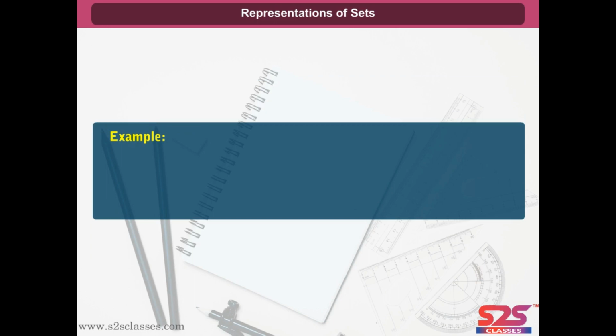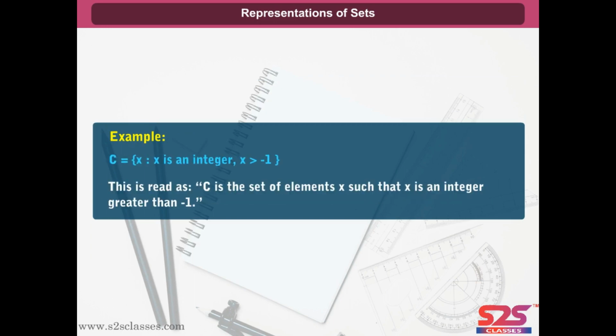See this example of set C. This is read as C is the set of elements x such that x is an integer greater than -1.